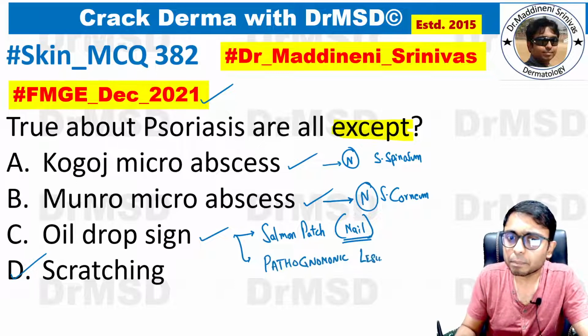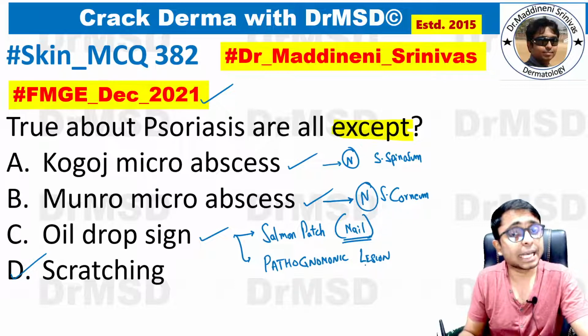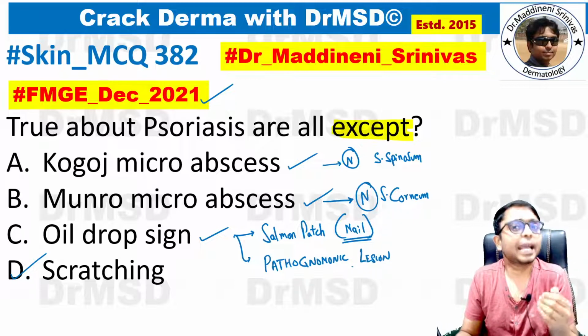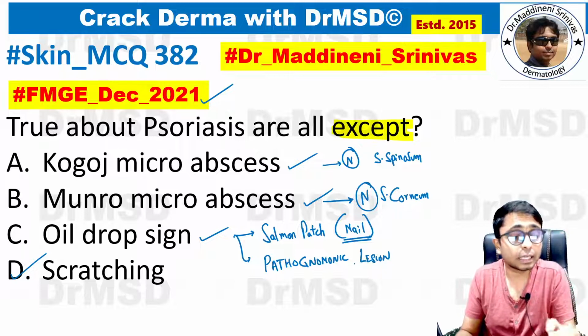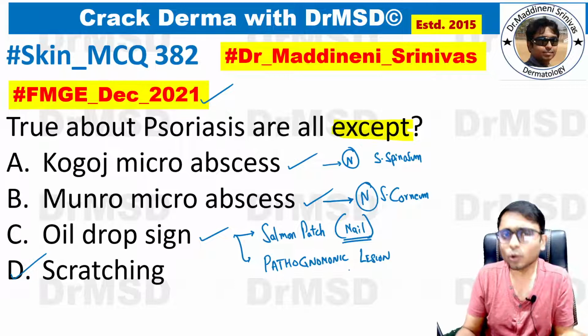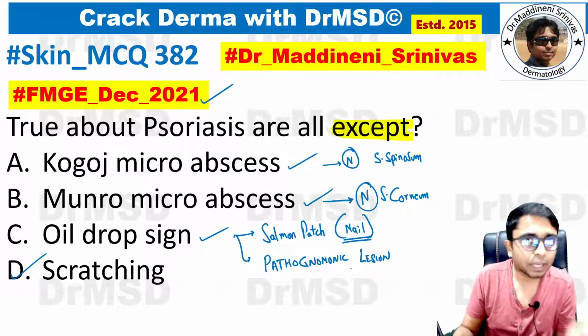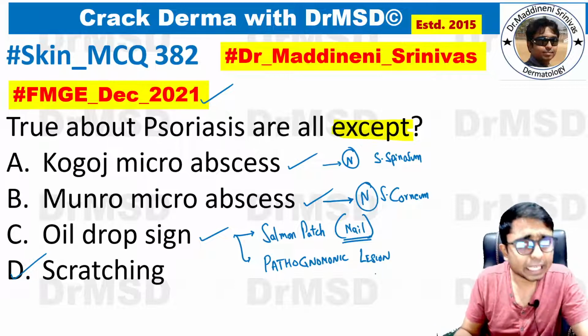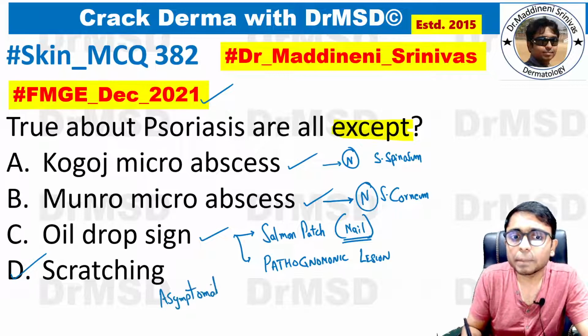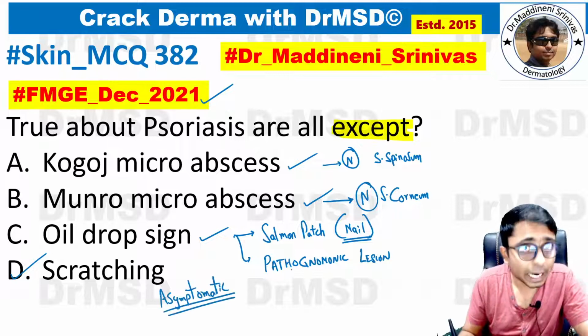That is, if a person has this oil drop sign in the nail, then we can certainly search like a detective and find out that he might already have psoriasis lesions over the skin, or he might develop them in the future. So why am I telling you this? Because psoriasis lesions are most of the time asymptomatic. That is, the patient might not be aware of the psoriatic lesions.